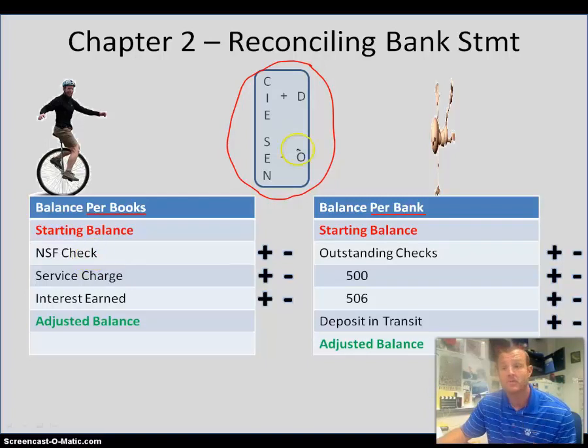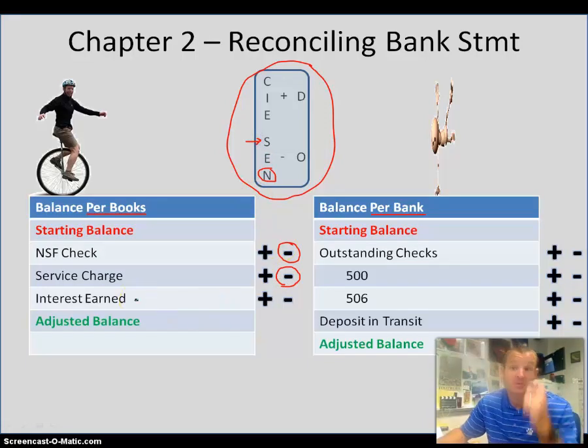An NSF check, remember, using the CSEN part of it, the N, is going to be subtracted out. And what might be good for you is to pause it here and try to do this on your own before you watch the rest of it. See if you can get this before watching, and then check yourself. A service charge: any charges that the bank charges us that we don't know about, we are going to have to subtract, and that's the S part of the CSEN right there.